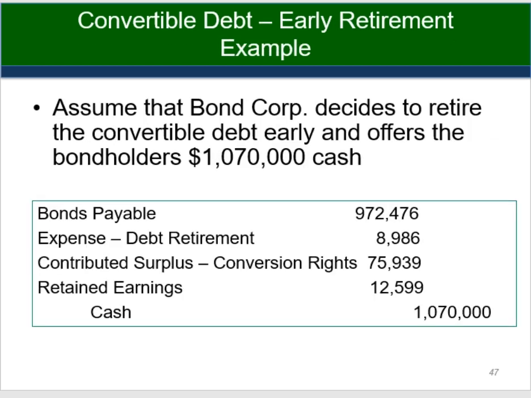Okay, so we assume that Bond Corp decides to retire the convertible debt early, offers the bondholders $1,070,000 in cash to allow them to retire early, so the cash goes down by 1,070,000. The bonds payable are 972,476 as per our assumption. The debt retirement expense, the difference between the 15,000 and the, how is that?